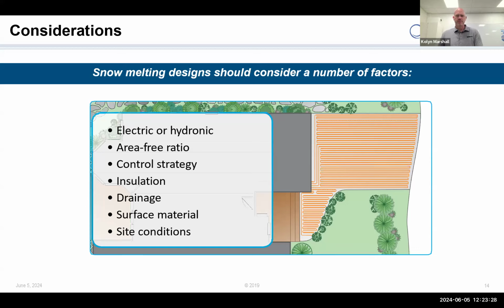Electric systems typically just have the cable that goes in the slab or in the snowmelt area. There's no supply and return piping. There is no mechanical room. You're tying it into the electrical supply, and you still have a sensor and the controls that automatically turn it on and off, but it's almost isolated to the snowmelt area itself. So it simplifies the installation, and it also simplifies the long-term maintenance.